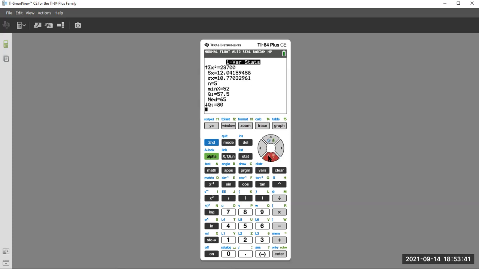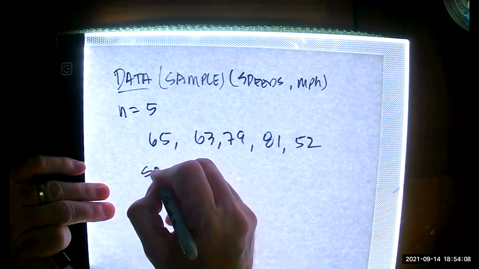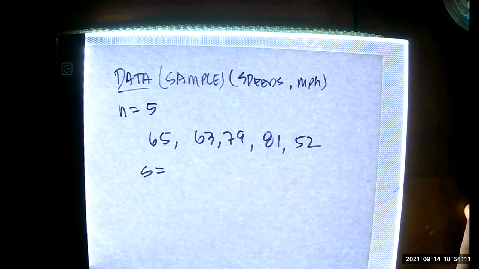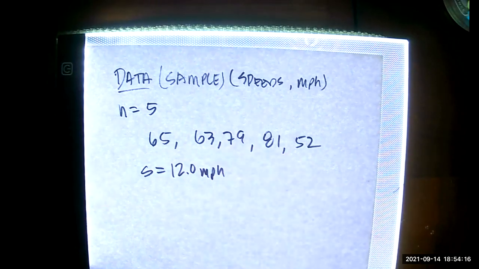There's other stuff down there, things like the median for last night's lecture, but right now I'm interested in the standard deviation, S. All right, so that's my standard deviation. I'm going to stop my sharing right now and come back to my screen. And I will note my standard deviation. S equals 12.0 miles per hour, because those are the units.